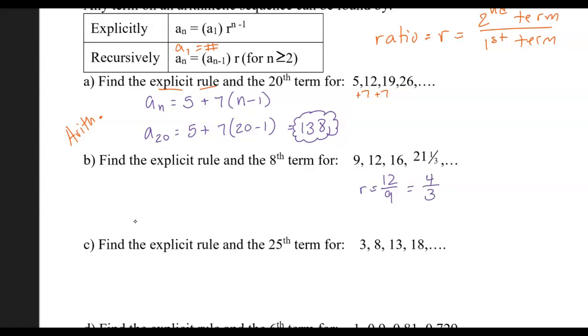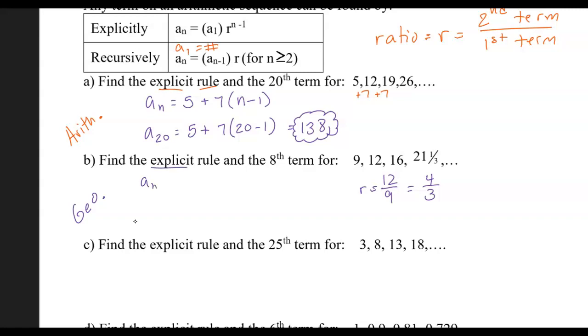So you have 4/3. And then if we were in any other situation, you would want to check. 9 times 4/3 is 12. Is 12 times 4/3 16? Yes, it is. Is 16 times 4/3 21 and 1/3? Yes, it is. If your answer is ever no, then it is not geometric and you've come up with the wrong rule. Okay, so it is geometric.